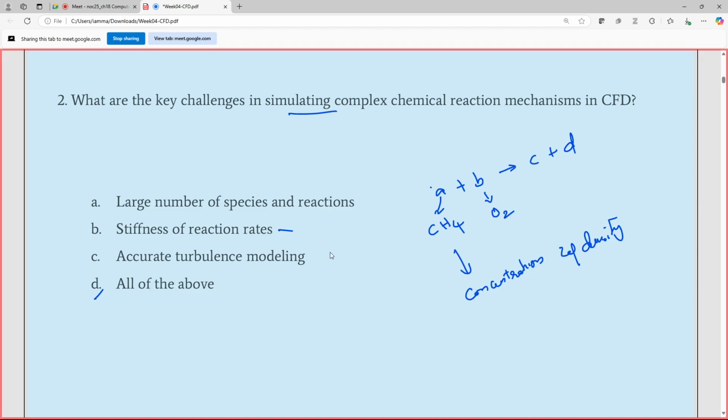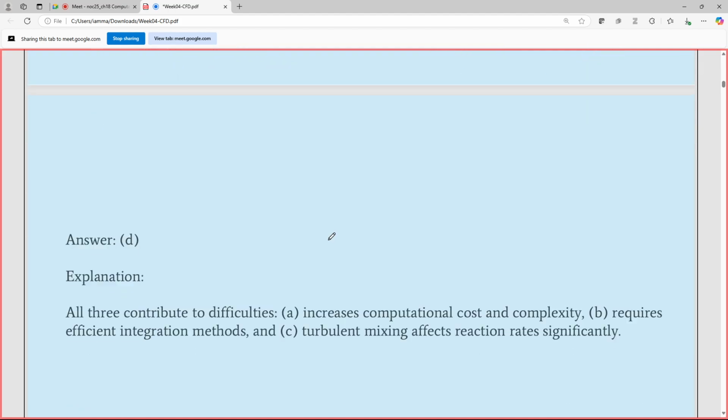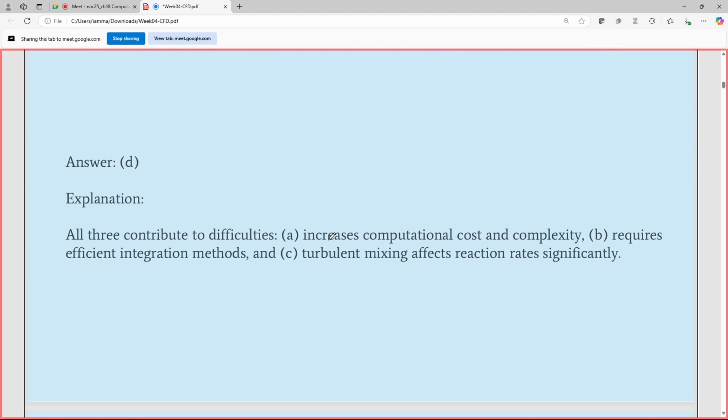And also some chemical reaction as such in combustion and all, we have to model turbulence also. So all the above are challenges faced during chemical reaction CFD. So our answer is option D, because these factors will contribute to increasing computational cost and complexity, and requires efficient integration method.